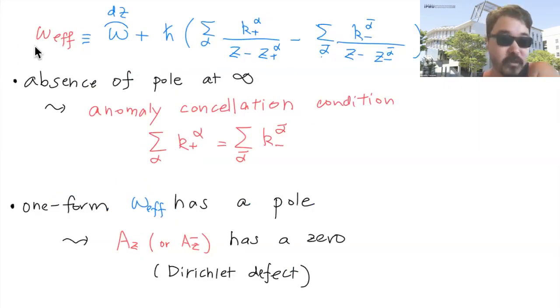So this is a new holomorphic one-form, and you need to make sure that there are no poles at infinity, and that puts in the anomaly cancellation condition. K plus and K minus are the levels of the current algebra associated with the chiral and anti-chiral defects. This is very intuitive: basically, the anomaly is cancelled between the contributions from chiral parts and anti-chiral parts, and this is the global constraint.